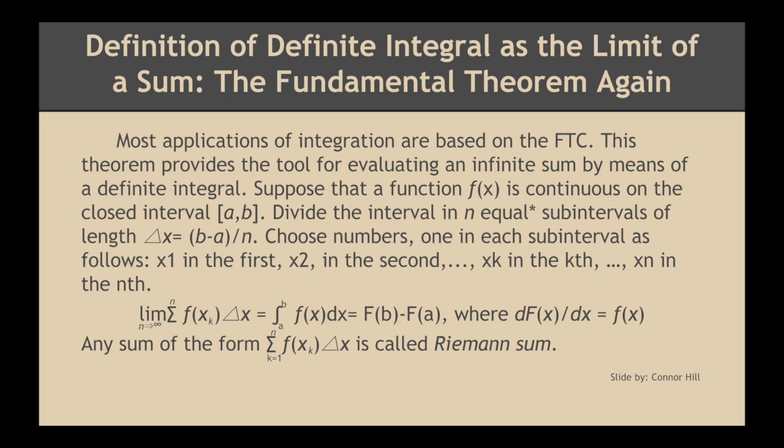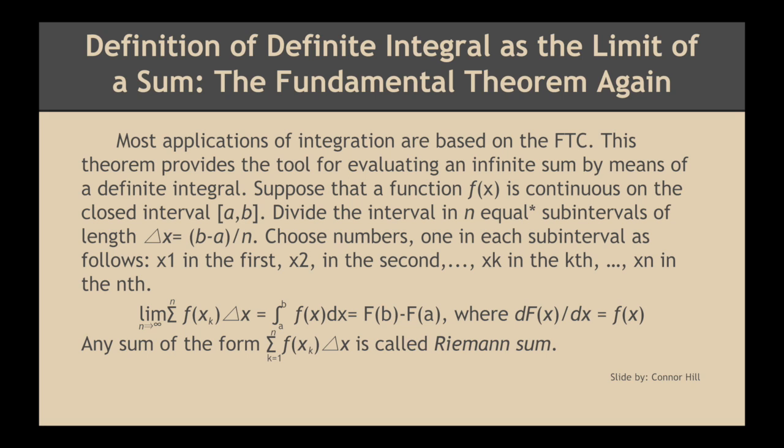Divide the interval into n subintervals of lengths delta x sub k. Choose numbers, one in each subinterval, as follows: x sub 1 in the first, x sub 2 in the second, and so on and so forth, x sub k in the kth, and x sub n in the nth. The limit of the sum of f of x sub k times delta x sub k as n approaches infinity equals the integral from a to b of f of x, which equals big F of b minus big F of a, where the derivative of big F of x equals f of x.